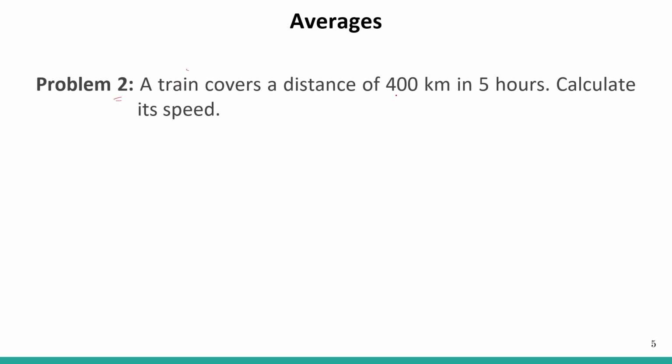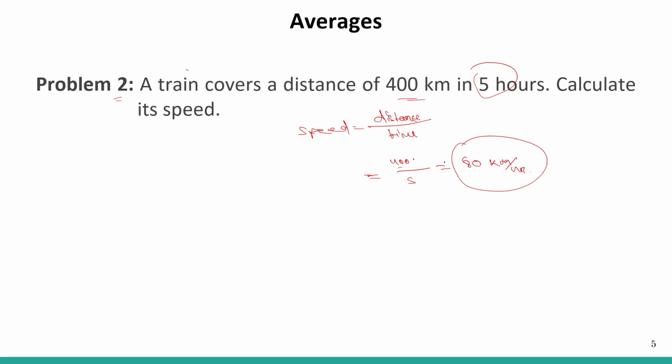A train covers a distance of 400 kilometer in 5 hours. Calculate its speed. Again, we can use that same formula. Speed is equal to distance by time. The distance is 400 kilometer given to us, so this is equal to 400 kilometer by 5 hours, which is equal to 80. This will be in kilometer per hour. So the speed of the train is 80 kilometer per hour.